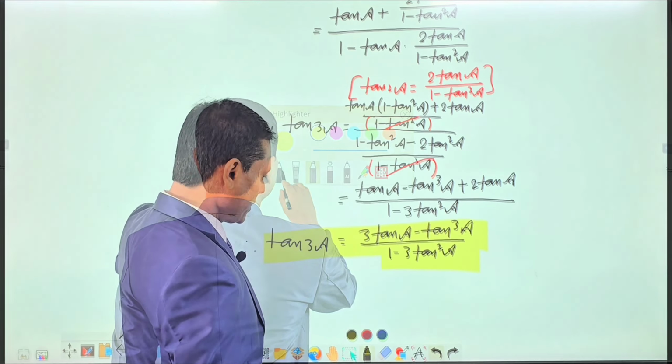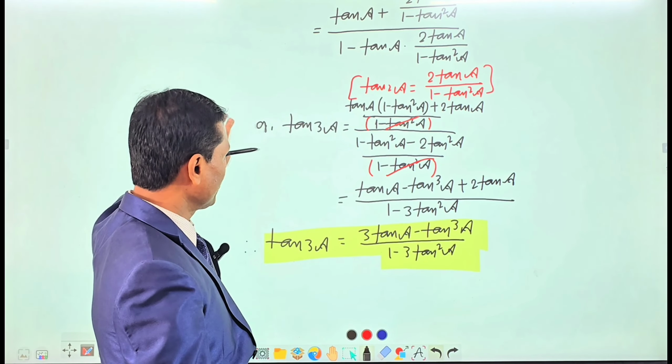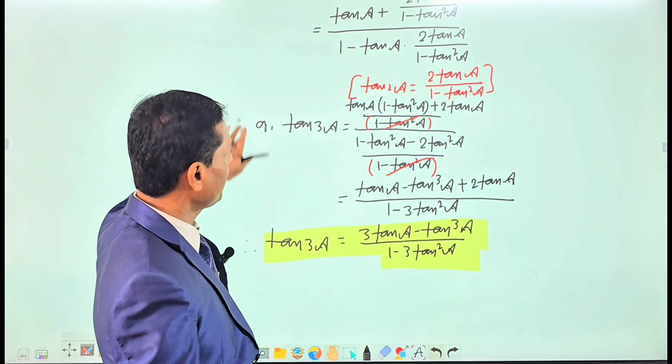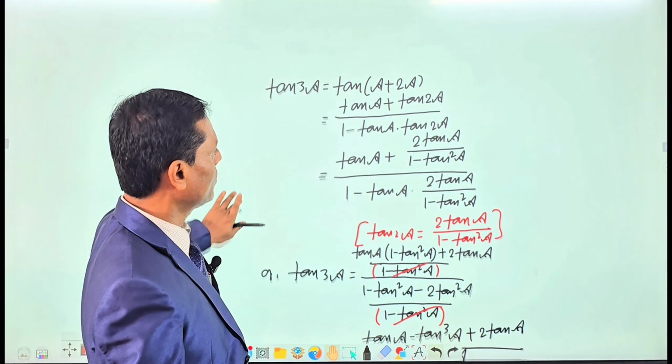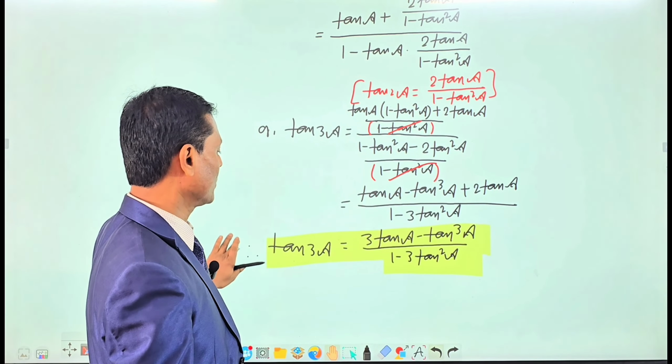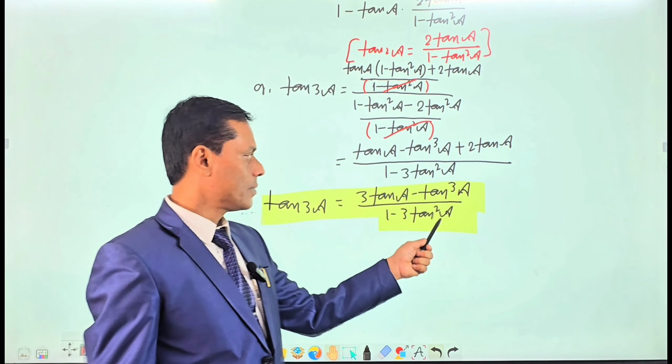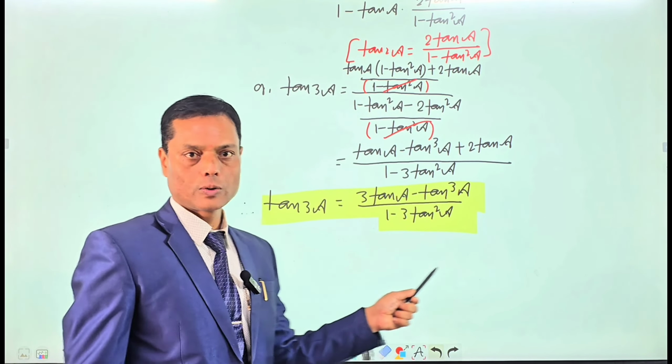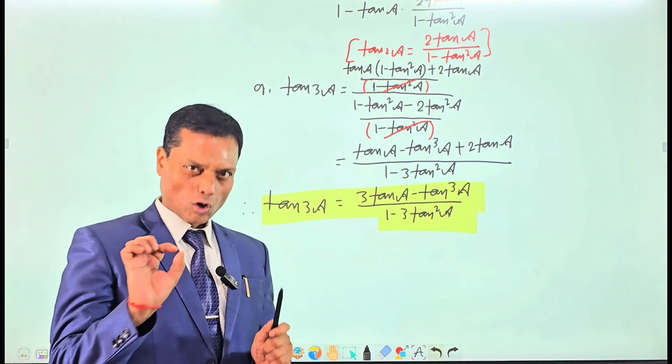Moving forward, recently we have derived the formula of tan 3a, you can see, right? Tan 3a. So not to forget that tan 3a, you know, is tan of a plus 2a, and then lastly we got the formula of tan 3a, that is 3 tan a minus tan cube a over 1 minus 3 tan square a. Now the turn is of cot 3a.